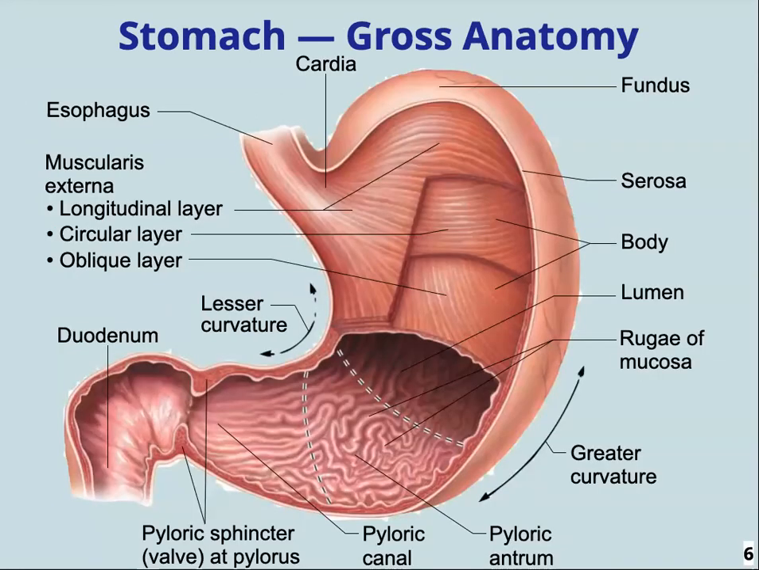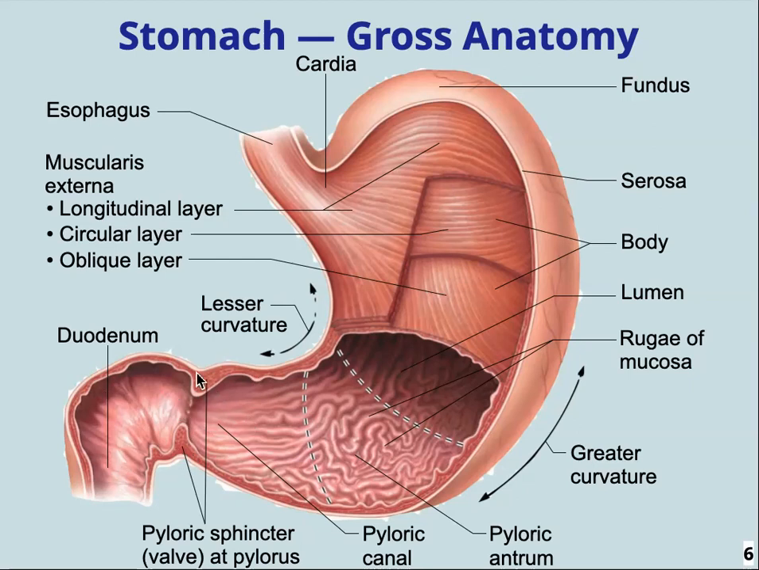Now, a quick review of the gross anatomy of our stomach. Superiorly, we have the gastroesophageal sphincter, also known as the lower esophageal sphincter, around here, that divides the esophagus from our stomach. And the stomach itself can be divided into a few regions: the gastric cardia, gastric fundus, gastric body, and the gastric pylorus, which includes the pyloric antrum and the pyloric canal. And we also have a valve or a sphincter, the pyloric sphincter, that separates our stomach from the duodenum.